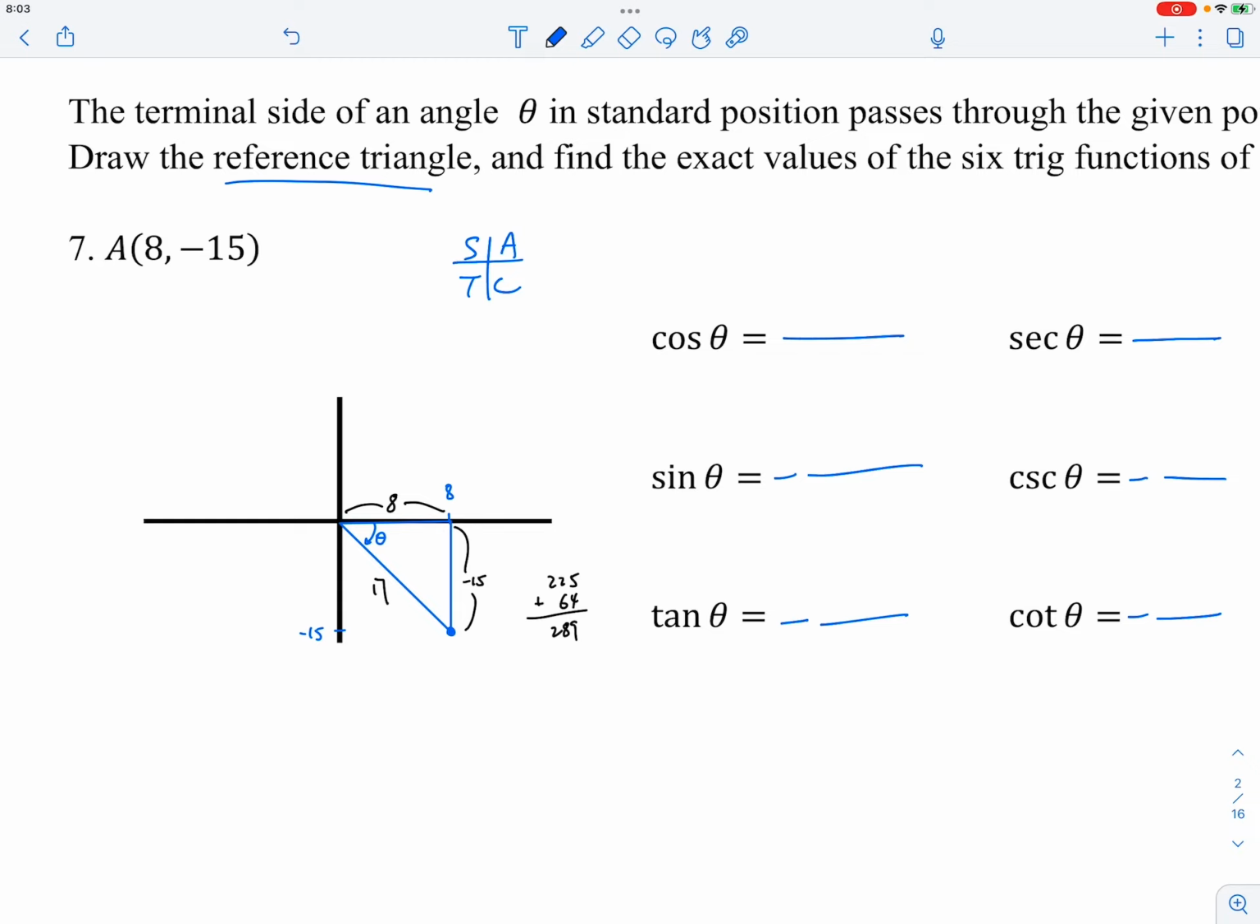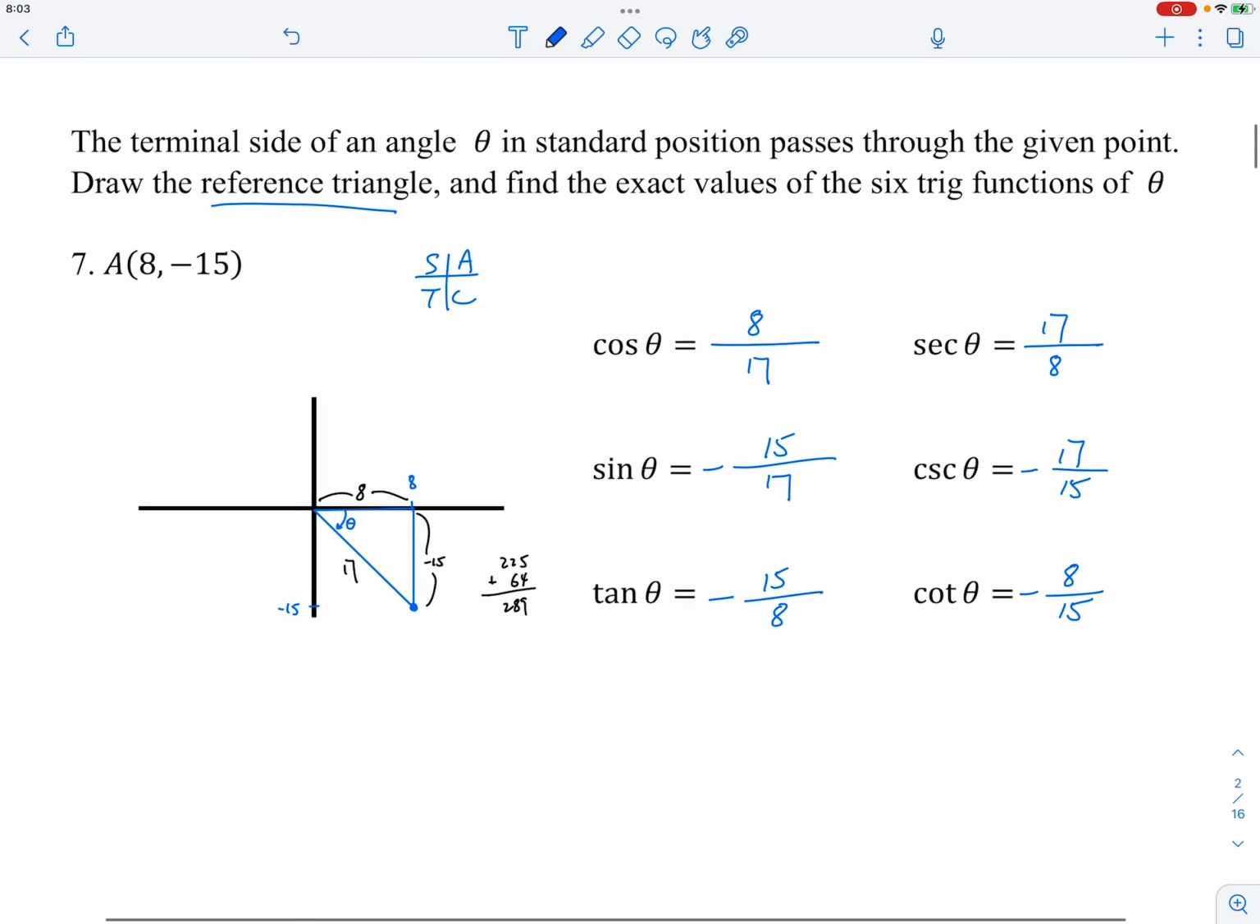For example, cosine theta is 8 over 17. So secant theta would just be the reciprocal of it. And then sine theta is negative 15 over 17. And then cosecant is just the reciprocal of that. And then tangent is negative 15 over 8. And then cotangent would be negative 8 over 15. So if you draw your triangle properly, you label your theta properly, there is absolutely no chance that you can get it wrong. Absolutely no chance you can get it wrong.